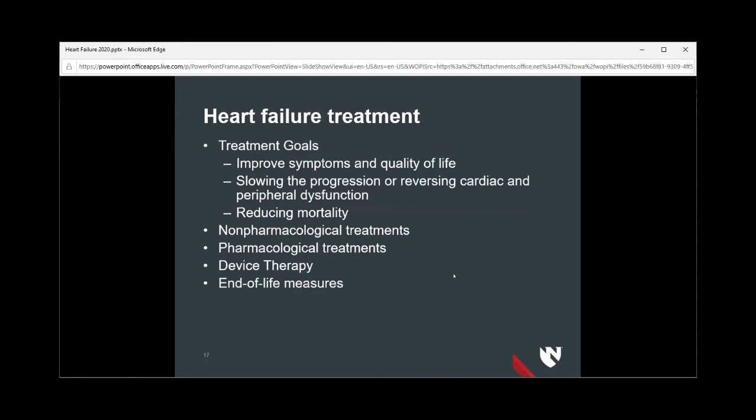Now, just talking about heart failure treatment in general, the goals of treatment are to improve symptoms and quality of life, to slow the progression of or reverse the cardiac remodeling, and to reduce mortality. We have non-pharmacological treatments and pharmacological treatments, along with device therapy and end-of-life measures with our palliative care team.